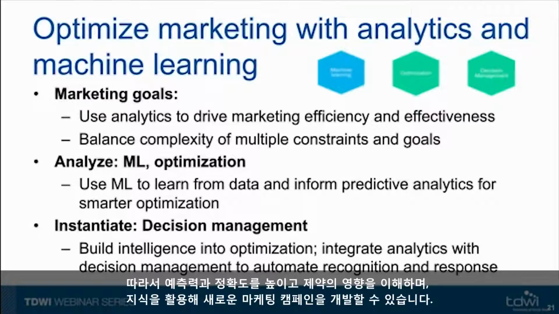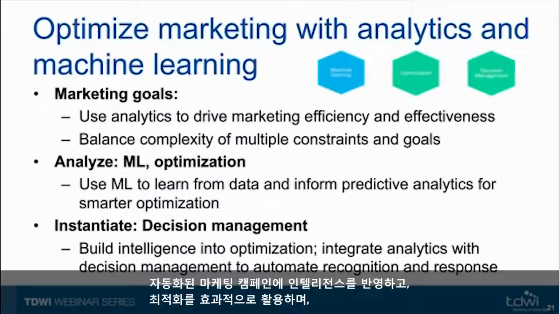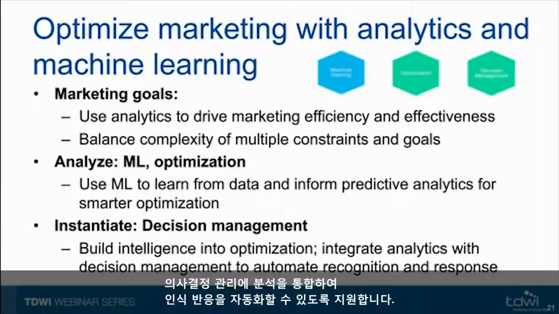So what you're trying to do then is improve your prediction, become more accurate, and understand the effect of the constraints that you have, and then be able to employ that knowledge to develop good marketing campaigns. And the instantiation, again, similar to what Fern was just talking about, is decision management, the ability to automate all of that, build the intelligence into your automated marketing campaigns, use optimization effectively that way, and integrate the analytics with the decision management to have your automated recognition response.